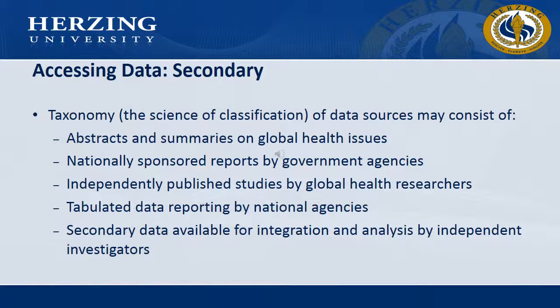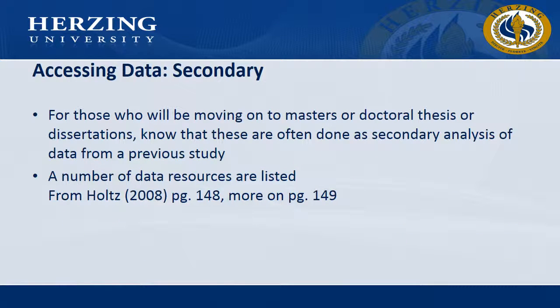Accessing data, secondary. Taxonomy is the science of classification of data sources and consists of abstracts and summaries on global health issues, nationally sponsored reports by government agencies, independently published studies by global health researchers, tabulated data reported by national agencies, and secondary data available for integration and analysis by independent investigators. For those who will be moving on to master's or doctoral theses or dissertations, know that these are often done as secondary analysis of data from a previous study. There are a number of these resources listed on page 148 in Holtz.